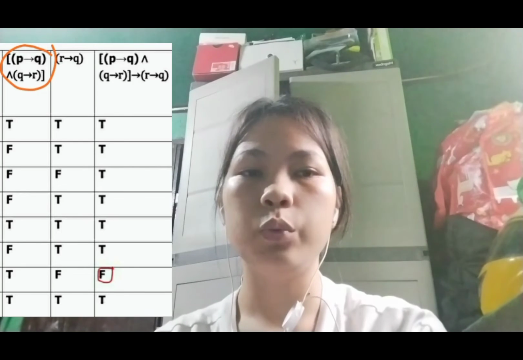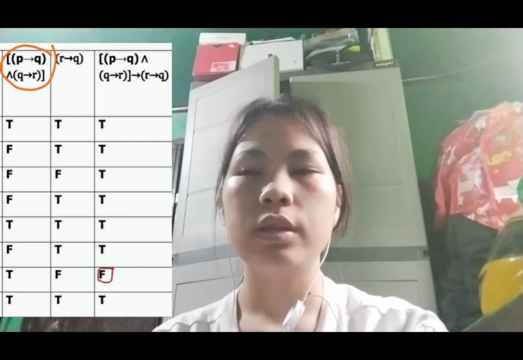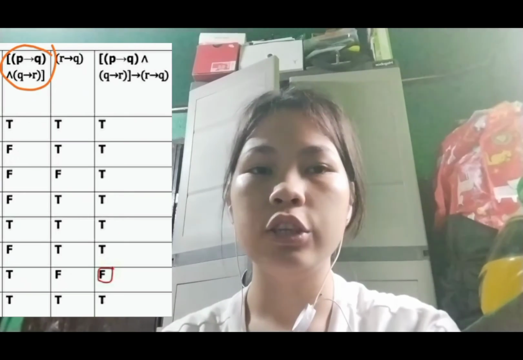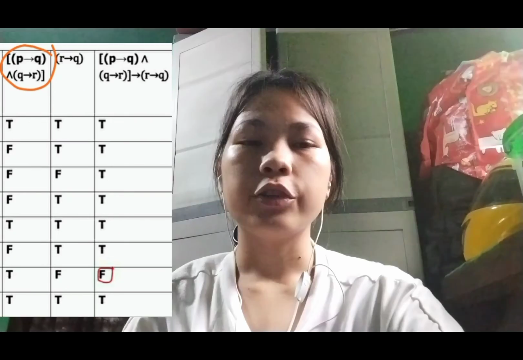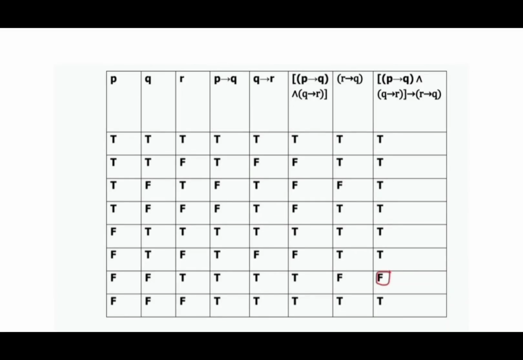The next one is P then Q, and Q then R. For this one we look at the columns P then Q, and Q then R. Remember that with 'and', both must be true to be true. So true, true is true. True, false is false. False, true is false. False, true is false. True, true is true. True, false is false. True, true is true. And true, true is true.